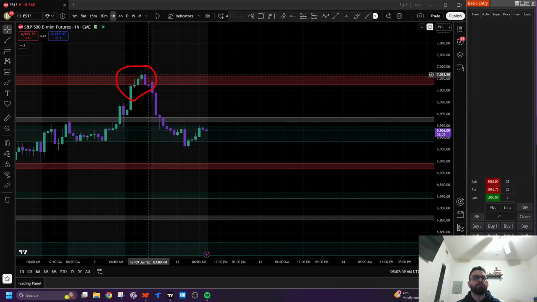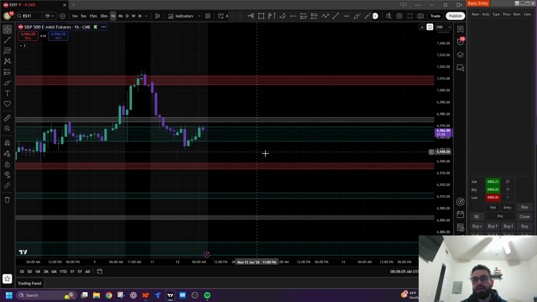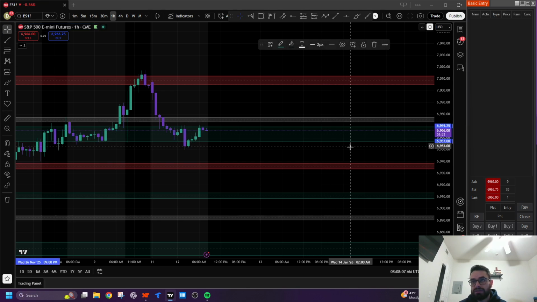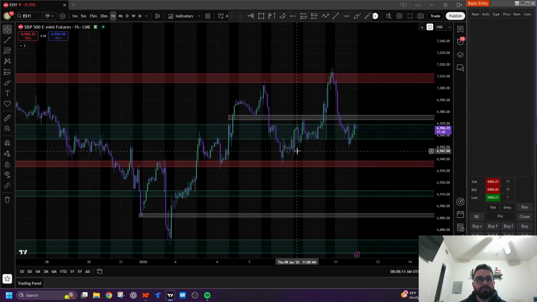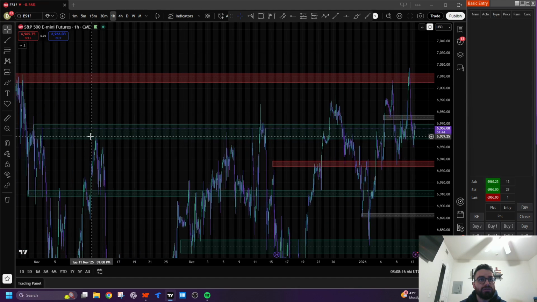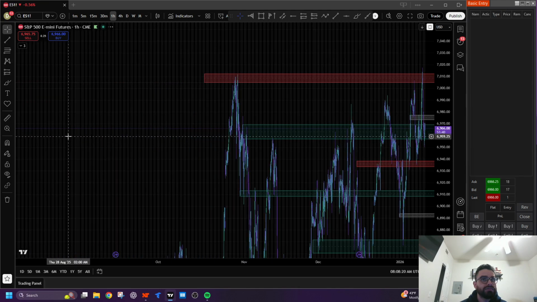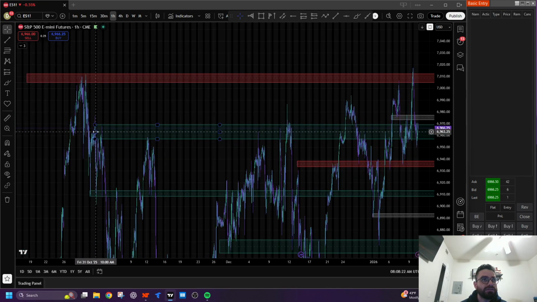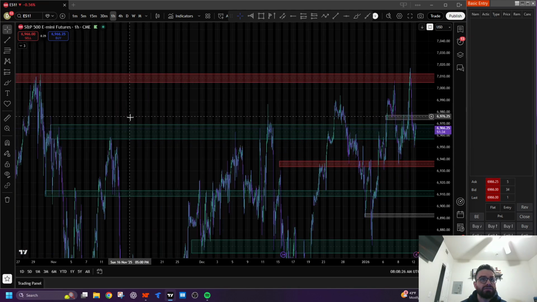We were right here, but we quickly rejected all the way down to this demand level between 69.25 and 69.57. This zone, as you can see, has been pretty strong since October. We have this zone since October.